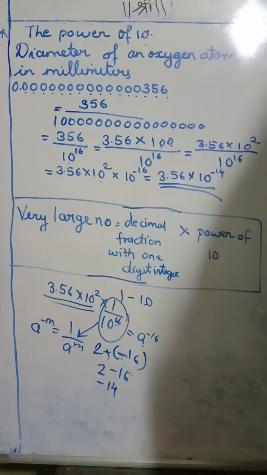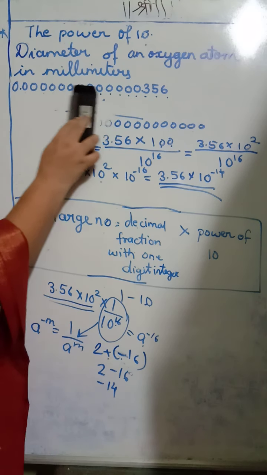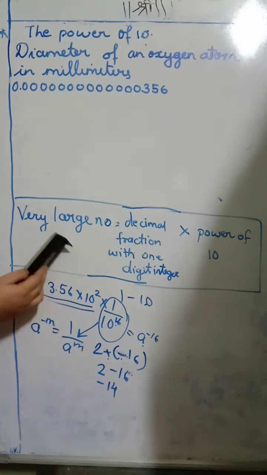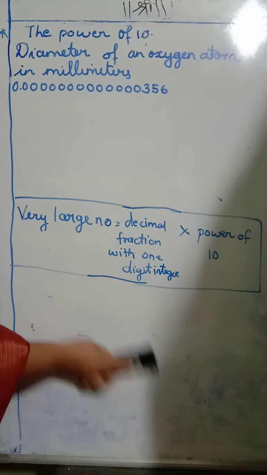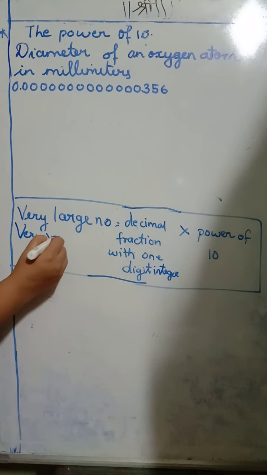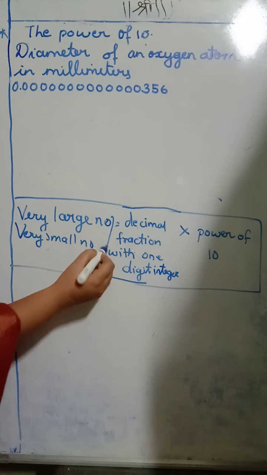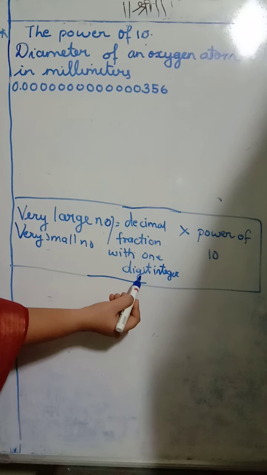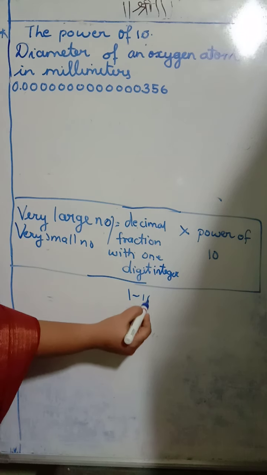Now we have done this using the numerator and denominator form. For a very small number also we have one formula. What is that formula? The same formula we use for a very large number, this one. So this same formula we can use for a very small number. You have to convert it to a decimal fraction with one digit integer between 1 and 10.